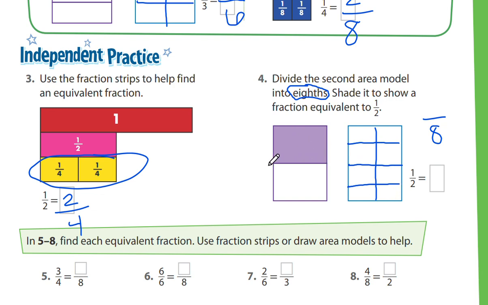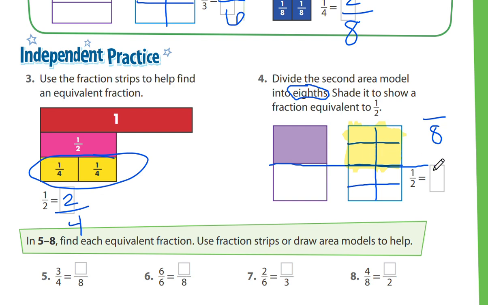Now I want to shade this figure to look like this one. If I were to extend this line just like this, I am actually just going to shade this part that's up at the top. If I do that and I shade this in, how many pieces are now colored in? Well, I have 1, 2, 3, 4.